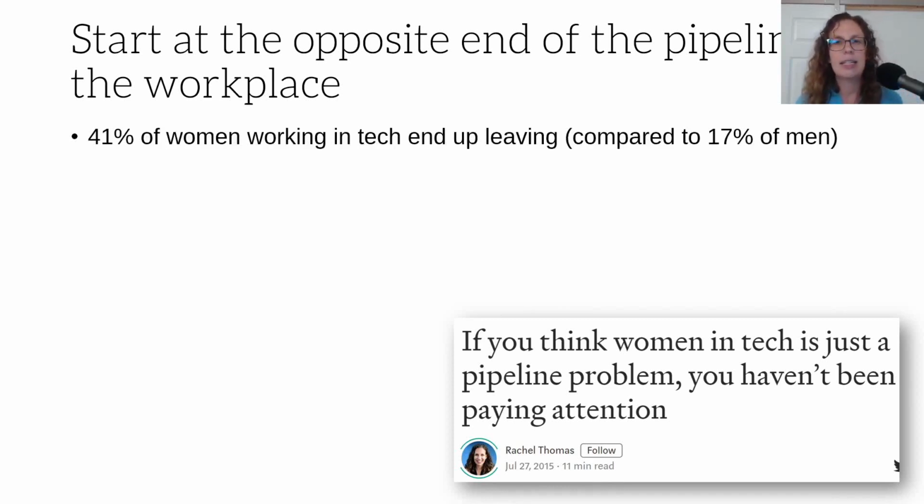A key statistic to understand is that 41% of women working in tech end up leaving the field compared to 17% of men. So recruiting more girls into coding or tech is not going to address this problem if they keep leaving at very high rates.